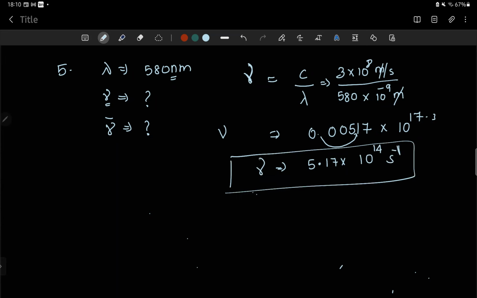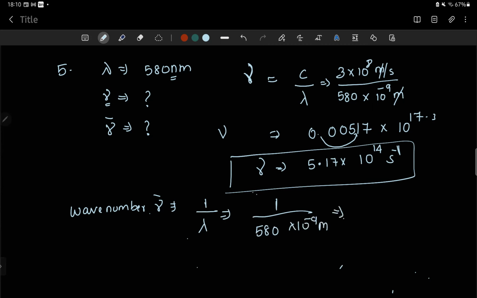So frequency கண்டுபிடிச்சாச்சு. Next wave numberக்கு என்ன formula சொன்னேன்? ஞாபகம் இருக்கா? 1 by lambda. Very good. So answer சொல்லுங்க. 1 divided by 580 into 10 to the power minus 9 meter. So answer என்னன்னு சொல்லுங்க பார்க்கலாம். 1.72 into 10 to the power 6, ma'am. Very good. 1.72 into 10 to the power 6 meter inverse. Okay, units எதுவுமே வந்து விடக்கூடாது. Unitsக்கு half mark இருக்கு.